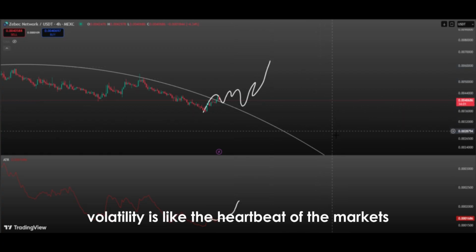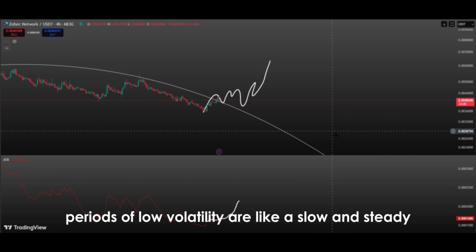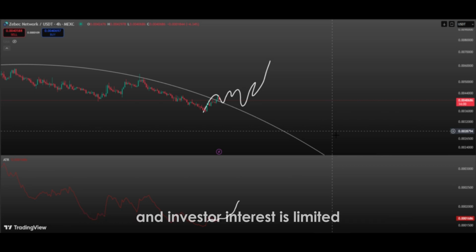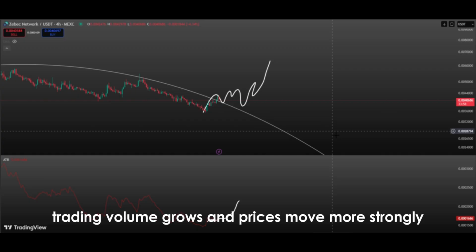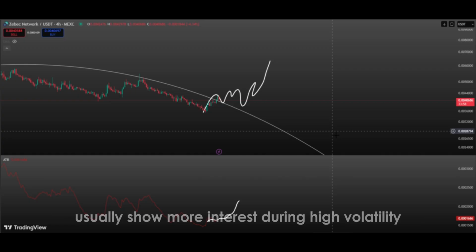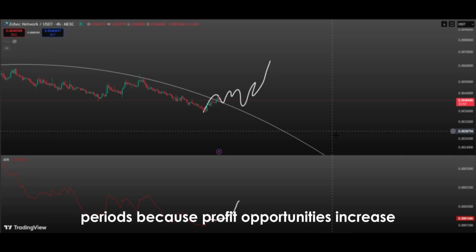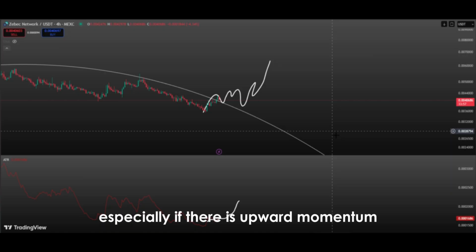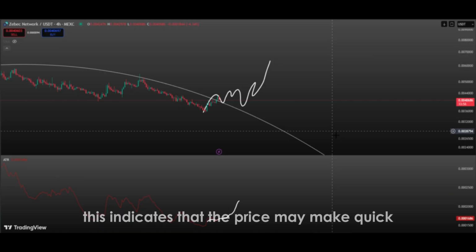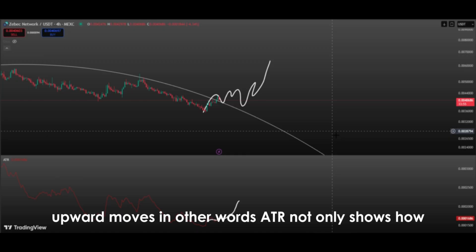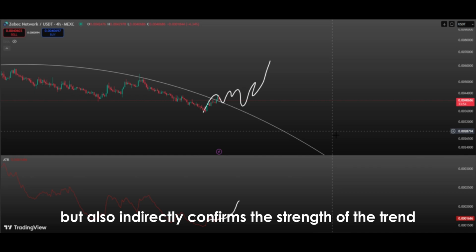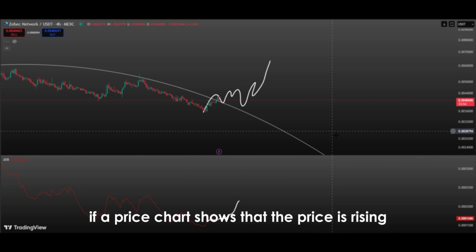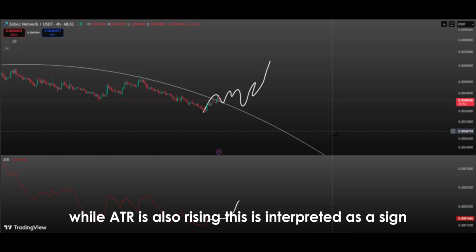Volatility is like the heartbeat of the markets. Periods of low volatility are like a slow and steady heartbeat. The market is stagnant and dull, and investor interest is limited. But when volatility increases, meaning ATR rises, the market becomes excited, the heartbeat accelerates, trading volume grows, and prices move more strongly. Investors usually show more interest during high volatility periods because profit opportunities increase. Especially if there is upward momentum and the ATR line is trending higher, this indicates that the price may make quick upward moves. In other words, ATR not only shows how volatile the price is, but also indirectly confirms the strength of the trend. If a price chart shows that the price is rising while ATR is also rising, this is interpreted as a sign of a strong bull market.